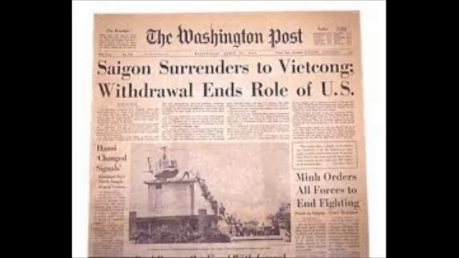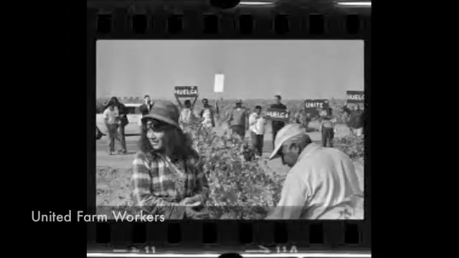In 1973, all parties agreed to a peace. However, in 1975, North Vietnam conquered South Vietnam. The 1970s and the 1980s.